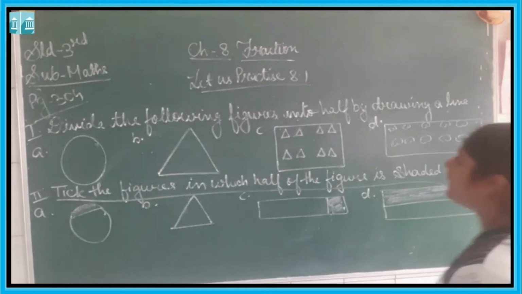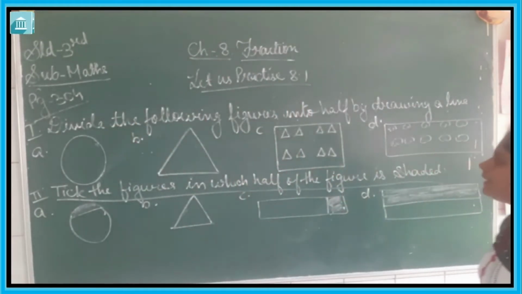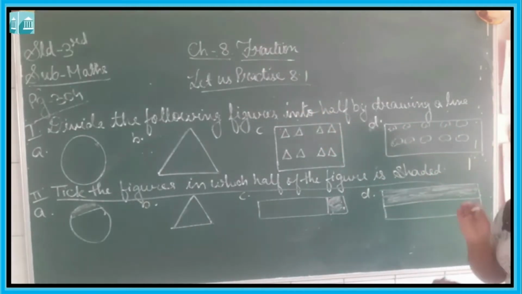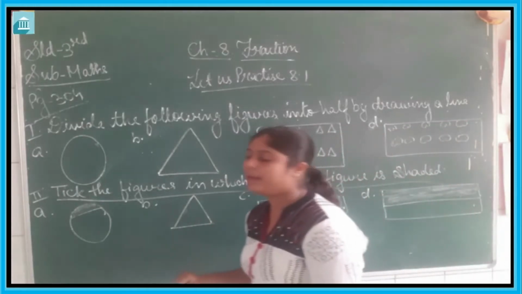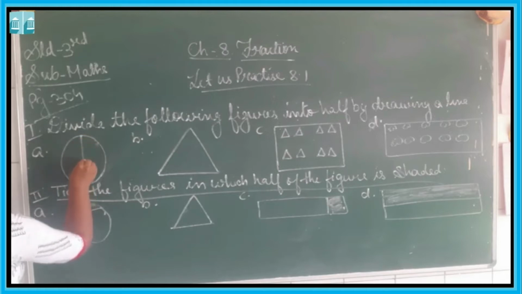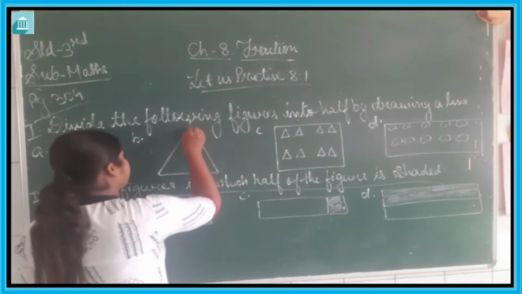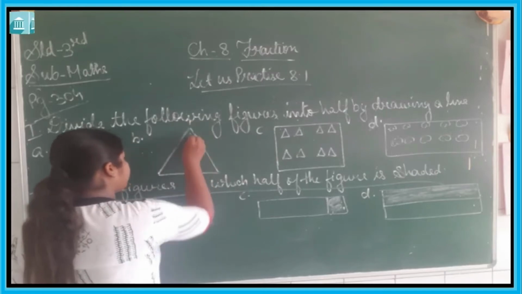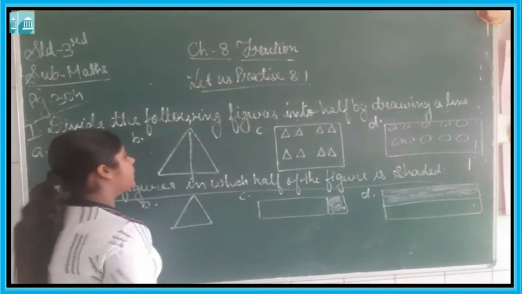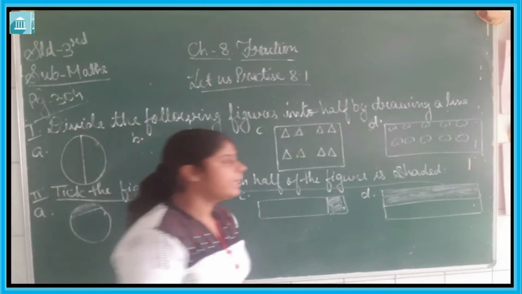Now let us practice exercise 8.1, page number 304. First one: divide the following figures into half by drawing a line. We have to make them half. These figures are all wholes. We have to divide them by a half. We can do it from here like this, so both halves are equal parts. To make them equal we have to draw through the middle. If we draw in this way, it is wrong. Here we will get less and below more, and that is not equal.